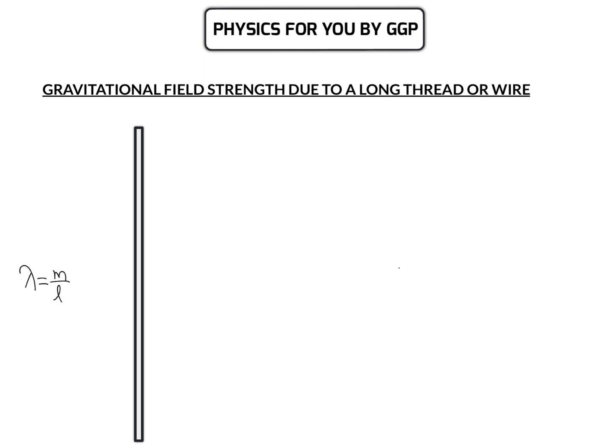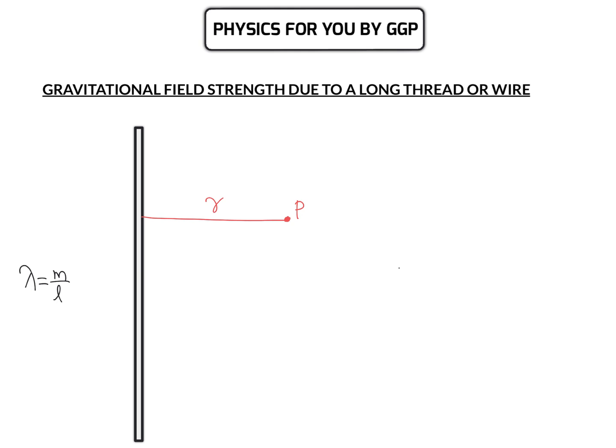And in a question, they may ask you to find the value of the gravitational field due to this rod or thread at a point, let's say somewhere over here. So our aim is to find the value of the gravitational field at a point P, which is at a perpendicular distance r from the wire.